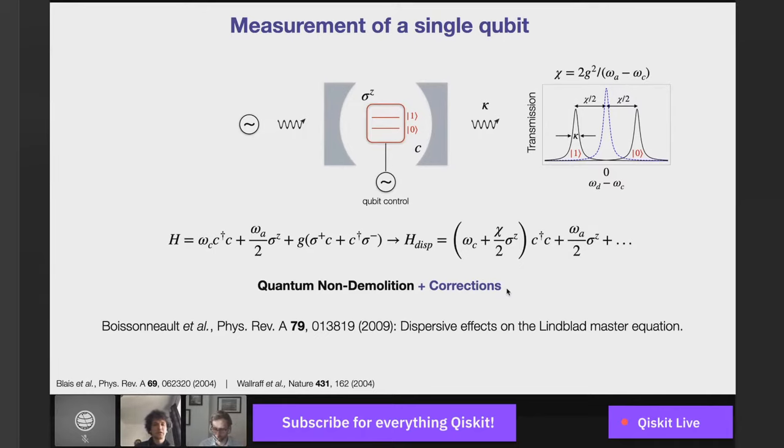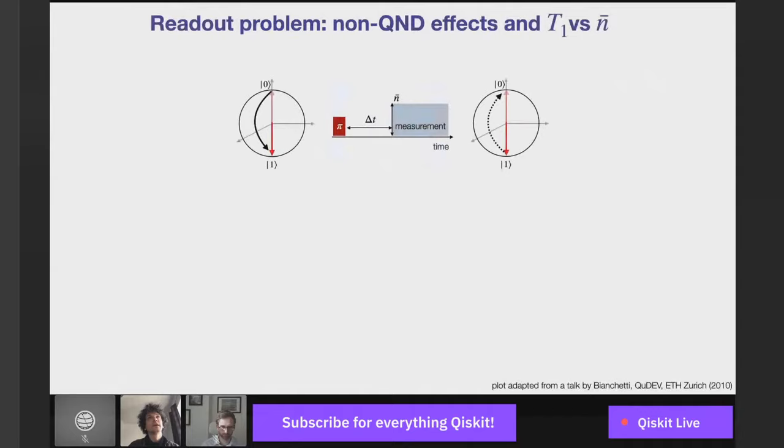And I'd like to acknowledge here one of the first papers that actually looked at this systematically comes from Alexandru's group from 2009, where the dispersive effects were actually analyzed directly on the Lindblad master equation. So describing how basically what's omitted here plays a role in dressing relaxation rates. So I'm going to now be able to give you a first impression of what the readout problem is. This is an example of a non-QED effect, so going beyond the first few terms in that dispersive Hamiltonian.